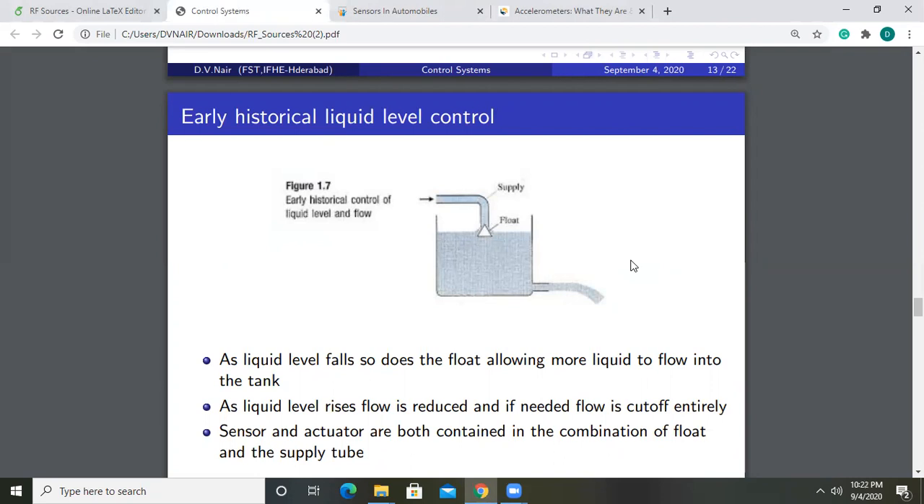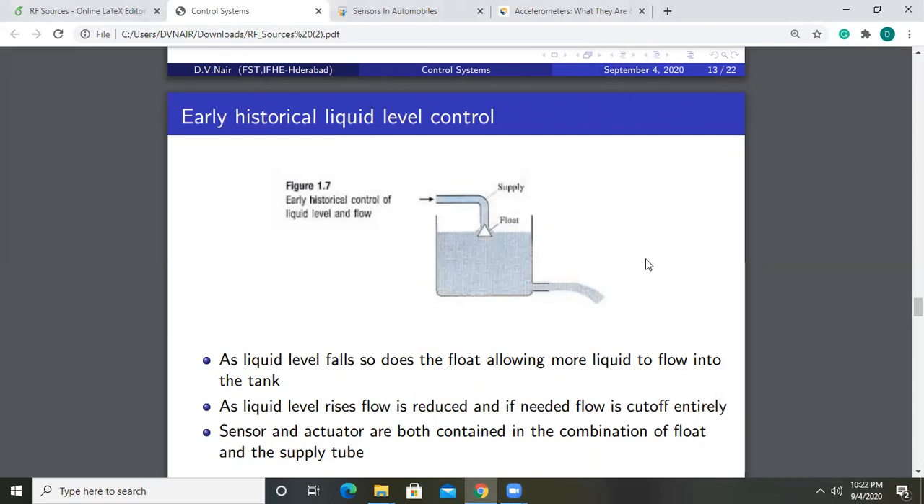Whenever the liquid level decreases, the float also comes down, thereby allowing more supply inflow of liquid into the tank. And as the liquid level rises, the float also rises, which reduces the liquid inflow, and at times it totally cuts off the supply. So with this arrangement, the level of liquid in the tank can be maintained at a desired and constant level. So this is one of the earliest examples of a man-made control system where he can maintain a constant liquid level in a tank with the help of a float.